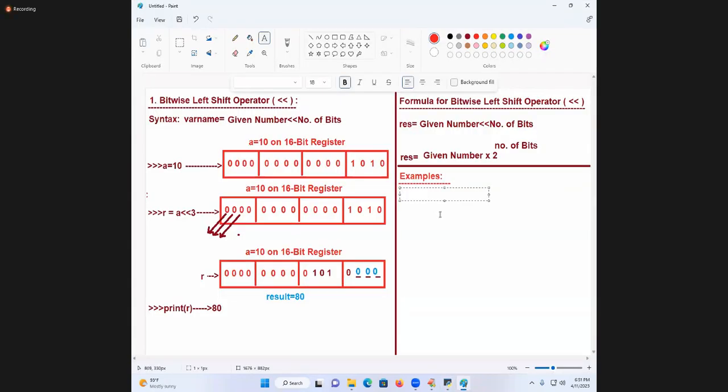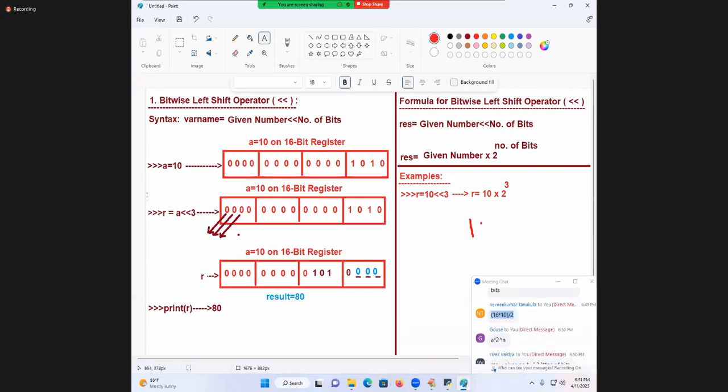Now, let me come to R is equal to. R is equal to 10, given number, double less than 3. What is the formula I told? R is equal to the given number into 2 to the power of 3. 2 to the power of 3 is nothing but what? So you are supposed to write 10 into 2 star 3, right or not? 2 star 3 is called exponentiation.